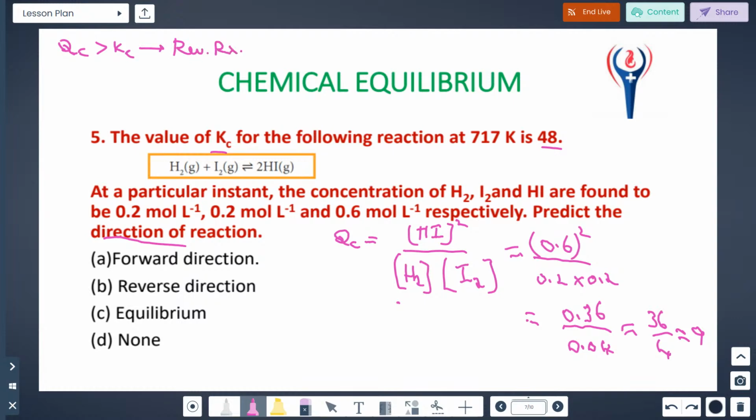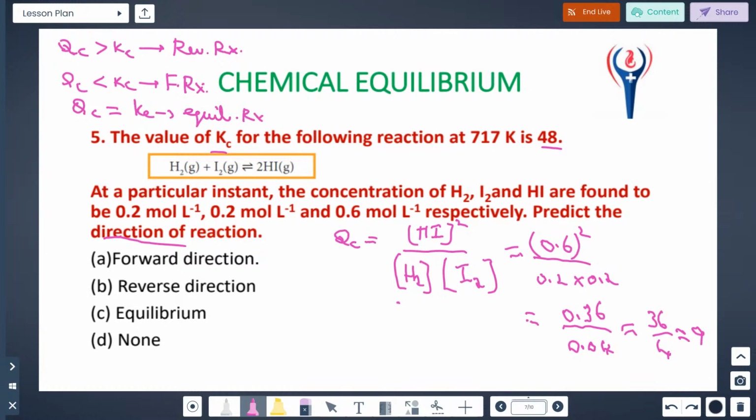Okay, understood? So here Qc is just quite opposite. Qc less than Kc means forward reaction takes place. Forward reaction. Understood? Just remember. Suppose Qc is equal to Kc, means what? Equilibrium reaction takes place. Equilibrium. So these are the conditions you should remember. Then only you will be able to solve.